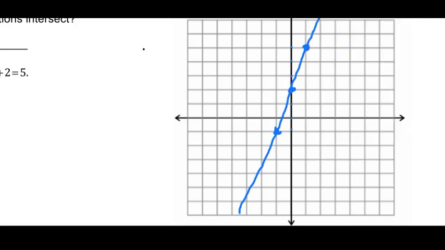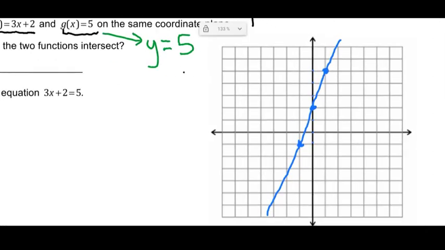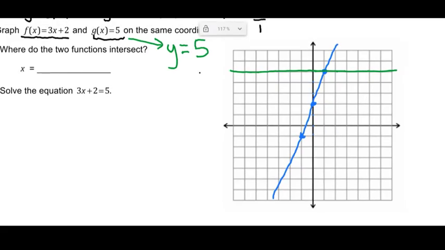So next, let's graph the line y equals 5. And that one's really nice to draw, because y is 5 right here, but it's also 5 here and here and here and so on. So it is just a horizontal line anytime you just have y equals a number. And so the question is, well, where do these two functions intersect? Well, they meet right here at this point when x is 1. So they meet when x is 1.